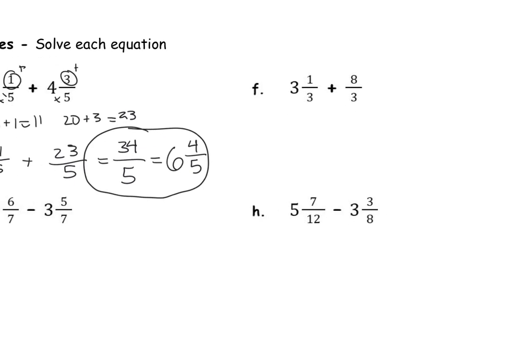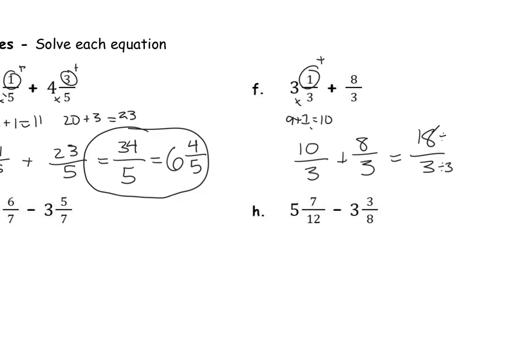Continuing on, right? This one we only have to change 1. 8/3 is already a proper fraction. 3 and 1/3 needs to get changed though, right? 3 times 3 is 9 plus our numerator 1 gives us 10. So this becomes 10/3 plus 8/3. Denominator stays the same. 10 plus 8 is 18. How can I simplify this? Well, both of these are divisible by 3, giving me 6/1, which we know to be just 6.